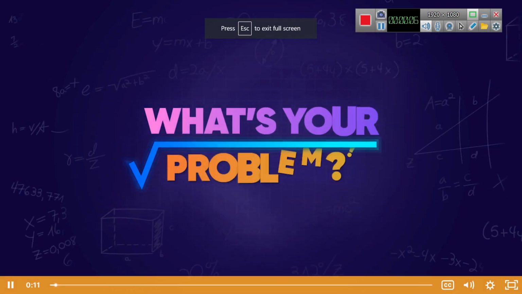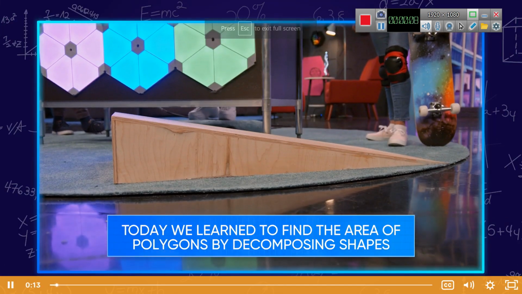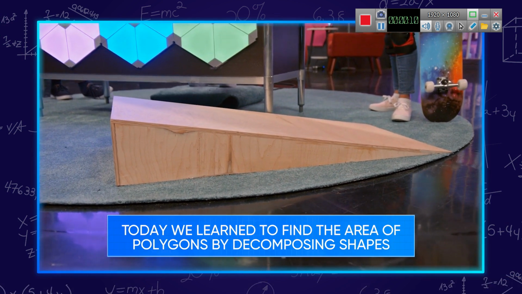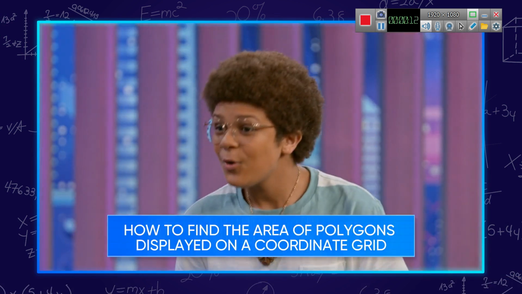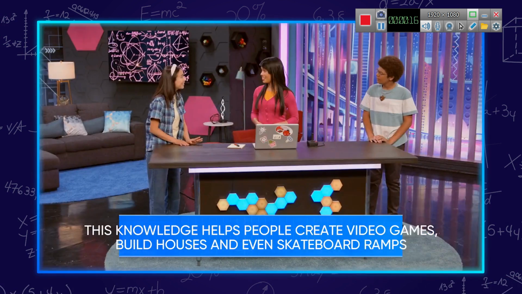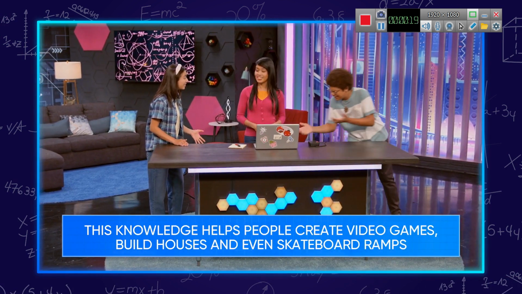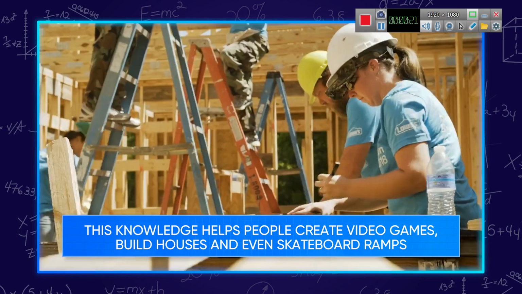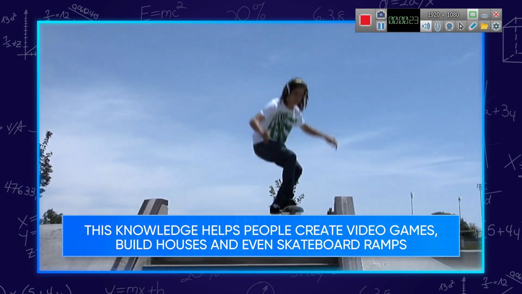Today on What's Your Problem? We'll learn to find the area of polygons by decomposing shapes. We'll also learn how to find the area of polygons displayed on a coordinate plane, and we'll see how this knowledge helps people create video games, build houses, and even skateboard ramps.